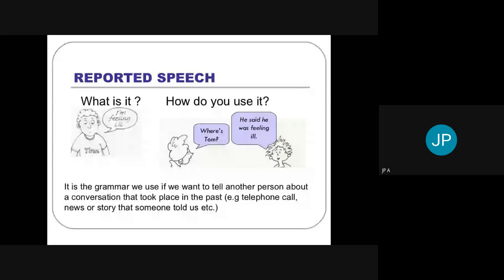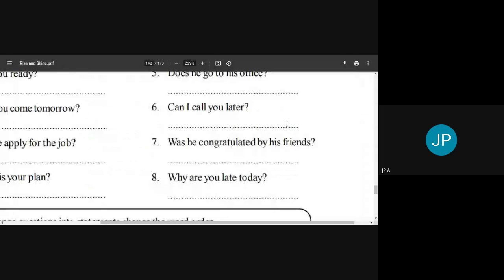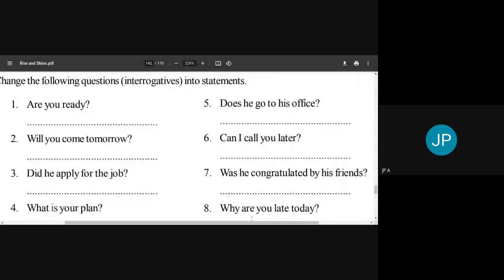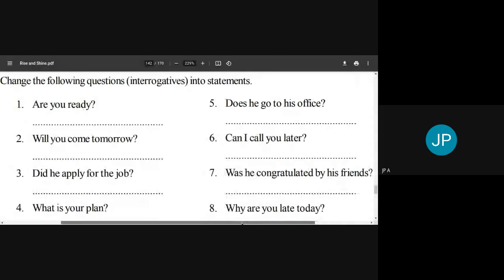Before that, let us do some small exercise of changing sentences from one form into another. There are some set of questions which are given here. Hope it is visible to you. Okay, so the task is you have to change the following questions into statements. So statement means declarative sentence, affirmative sentence, a plain statement, a plain sentence. So how can we change these into statements?